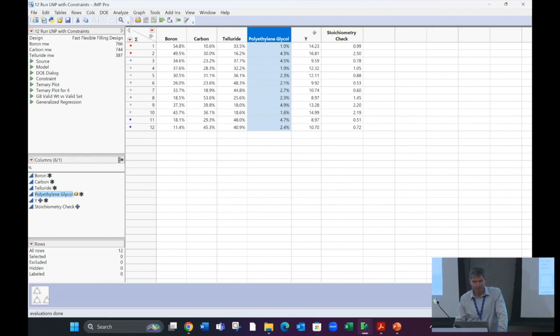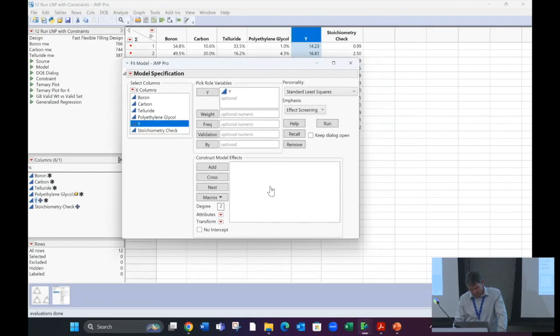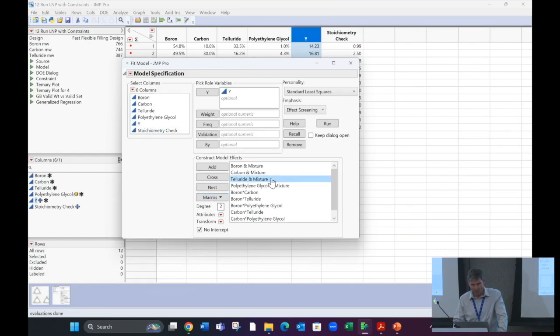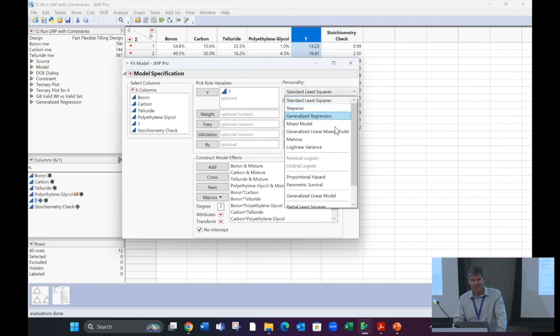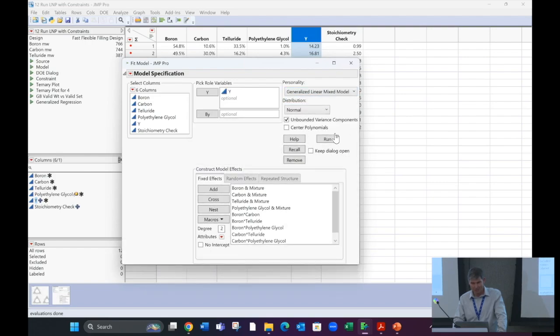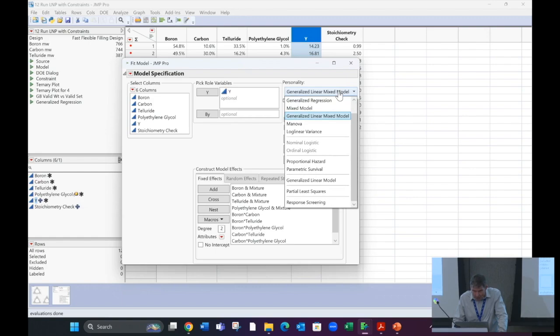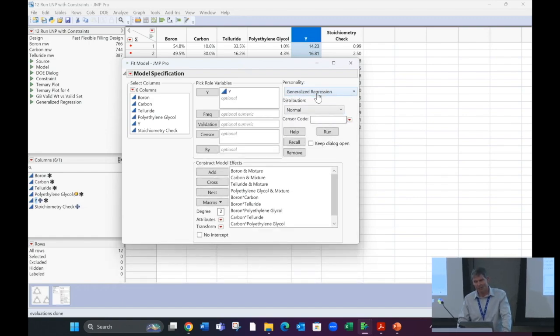So this is showing you a constrained design, and I just want to run a quick generalized model for you. So if I do analyze fit model, I can fit the standard least squares model, but what I want to do is, for sake of argument, I'm just going to do a factorial to degree. I'm not going to do the quadratics or the Scheffé terms here, but I'm going to change my personality. In the afternoon, I changed my personality. So I'm going to change my personality to the generalized linear model. Oops. The generalized regression, I'm sorry.